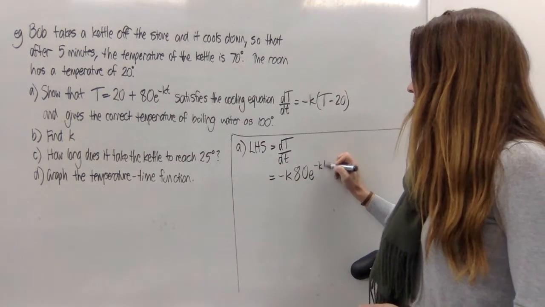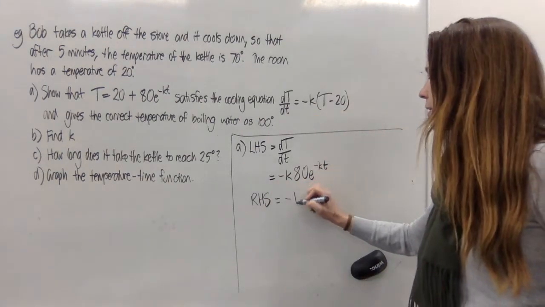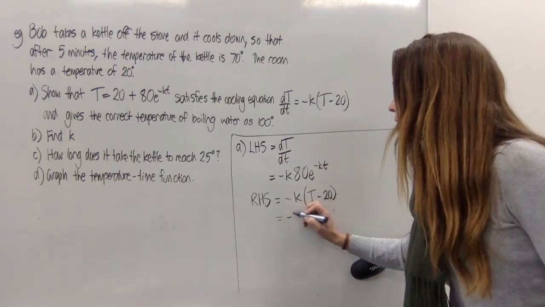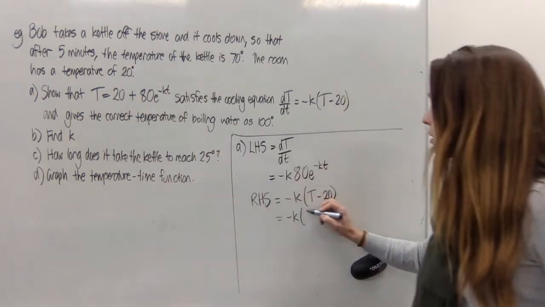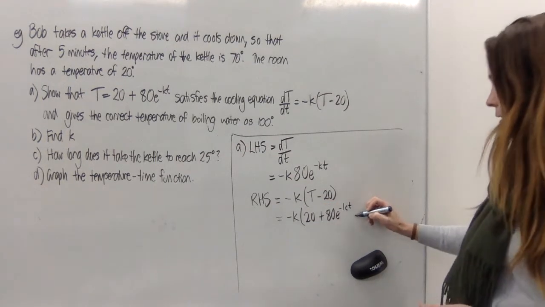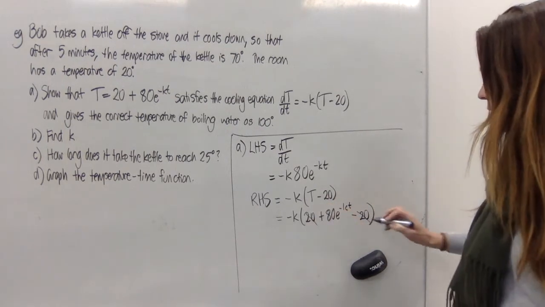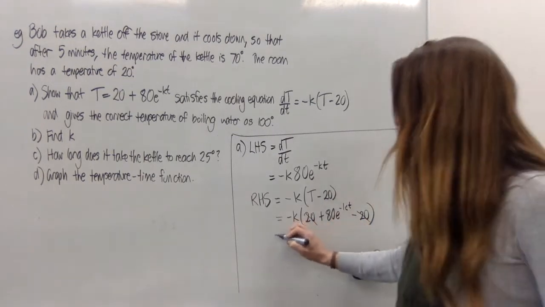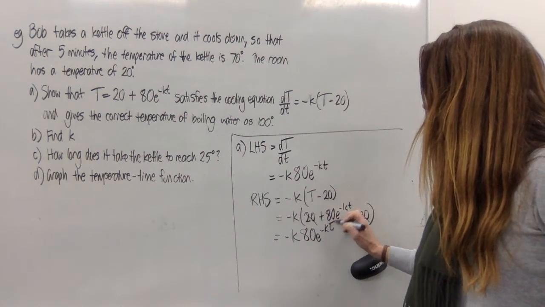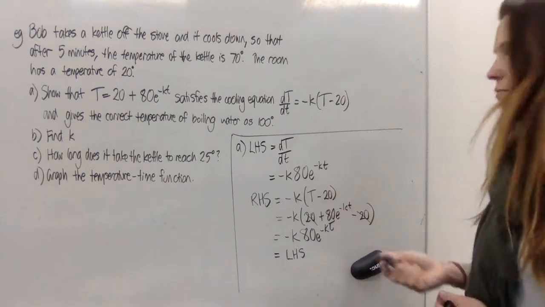We'll ignore the 20, we'll bring the negative k out the front here, and then multiply it by the 80 e to the minus kt, and then we can say the right-hand side is equal to minus k times big T minus 20, and subbing in big T there, which is 20 plus 80 e to the minus kt, minus 20. We can see that the 20 and the minus 20 are going to cancel each other out, so we're going to just have minus k multiplied by 80 e to the minus kt, and that is equal to the left-hand side.